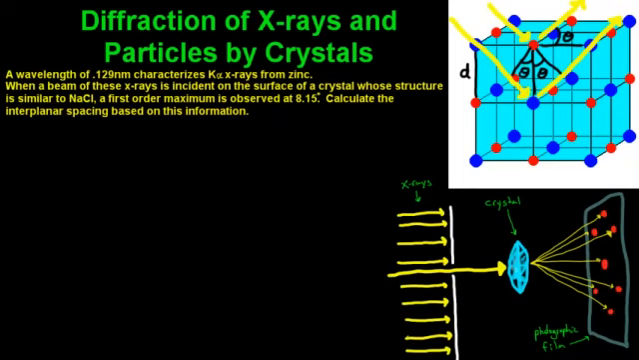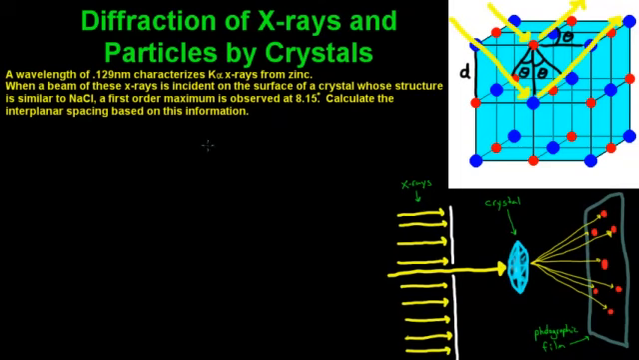Okay, and of course this is also theta if you were to take the interplanar spacing right here and then draw a line through here, which should actually go to right here. Okay, that would be theta.